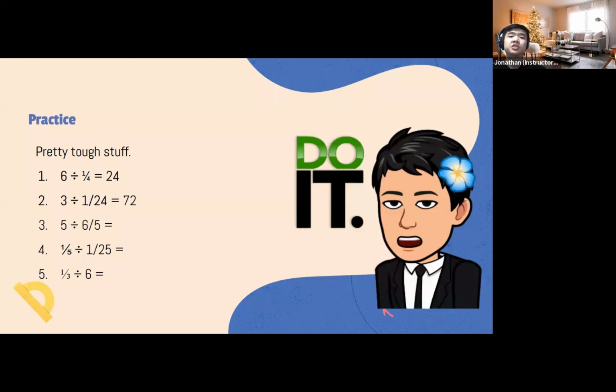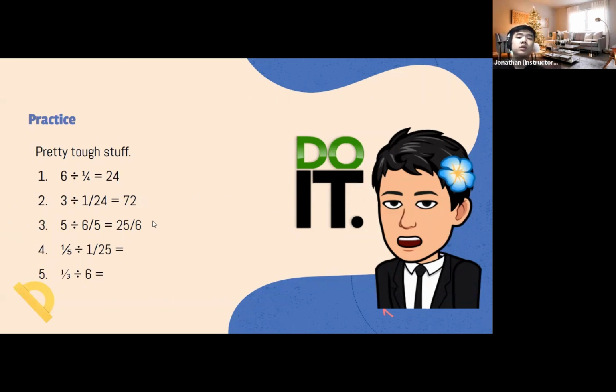Okay, number 3. Some of you got tricked by it. You flip the fraction over, right? It becomes 5 divided by 6. So 5 times 5/6 becomes 25/6. You flip the 5/6 and then you multiply. So 5 times 5/6, 25/6.